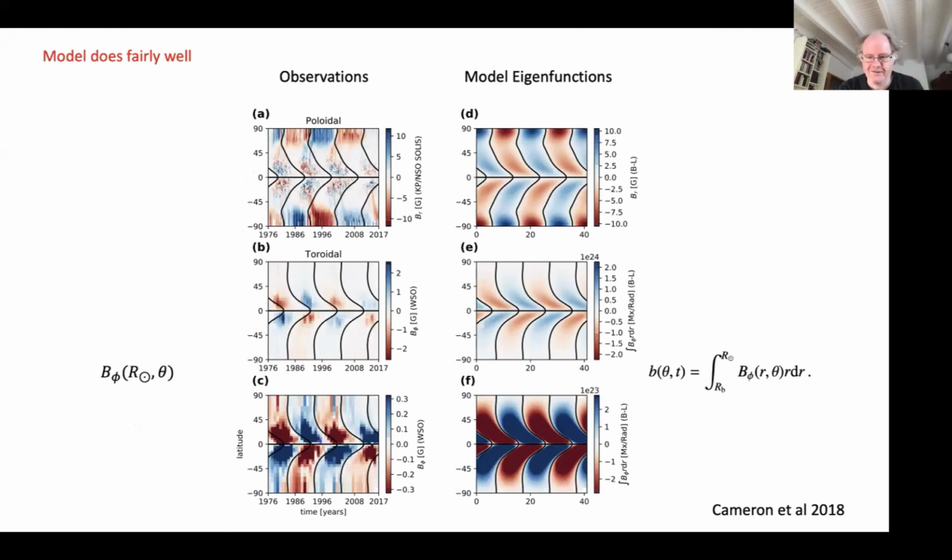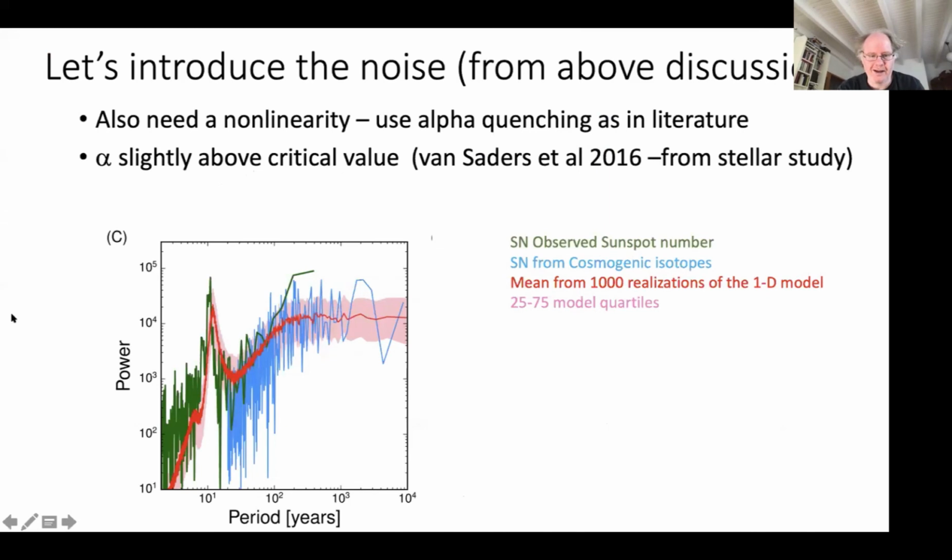So again, the model does fairly well if we look at the last 40 years. If we go back further, all we have are the sunspot numbers. This is amazing, but we can essentially go back 10,000 years. The green here is the actual sunspot numbers, which we have for about 400 years. The blue is sunspot numbers reconstructed from cosmogenic isotopes.